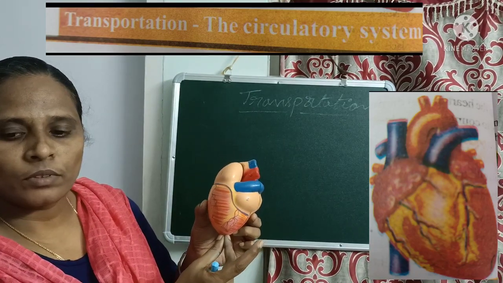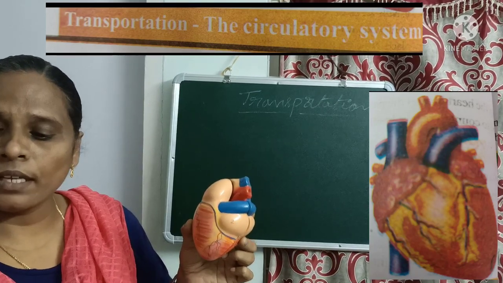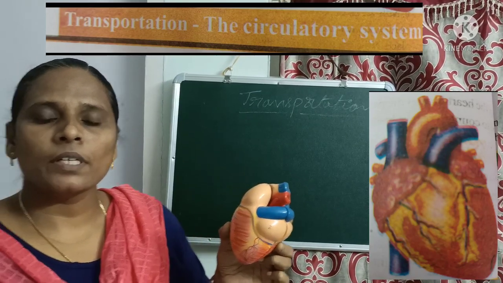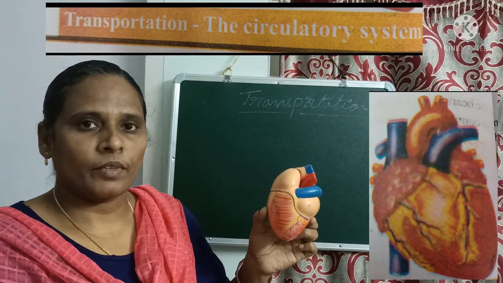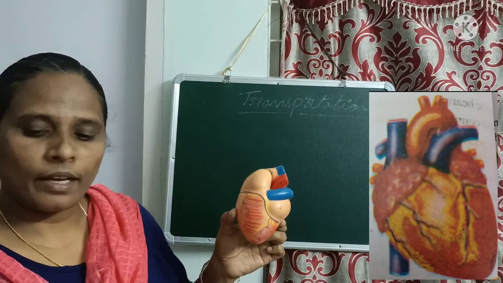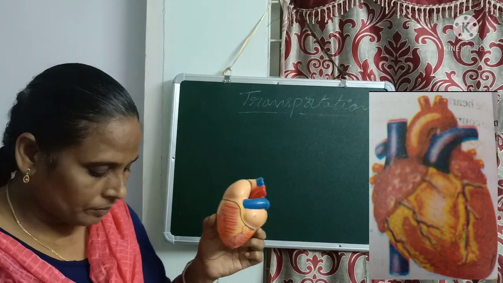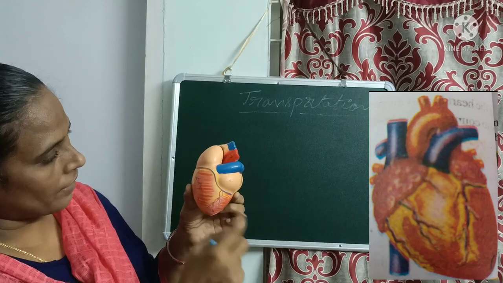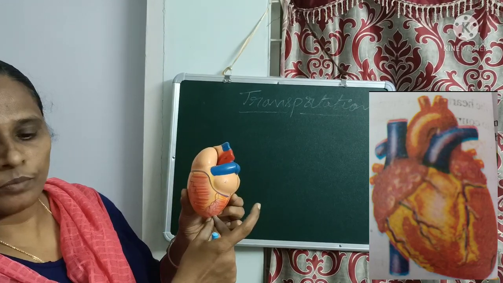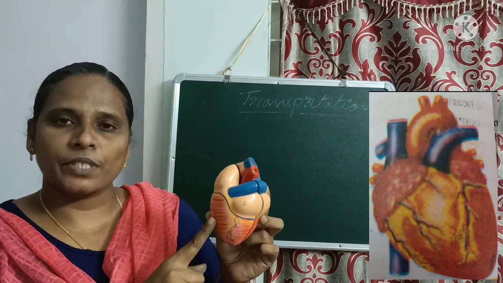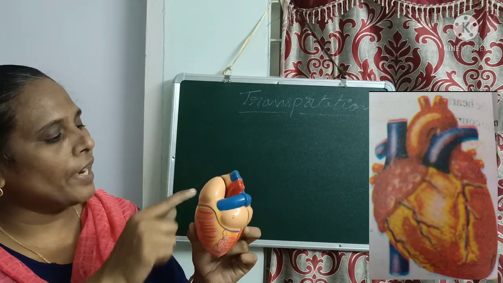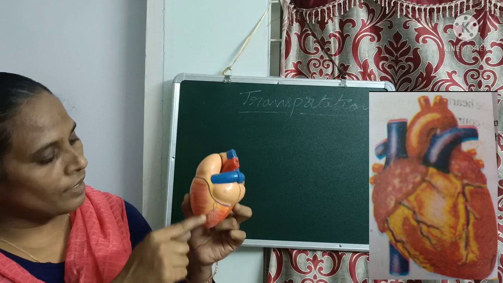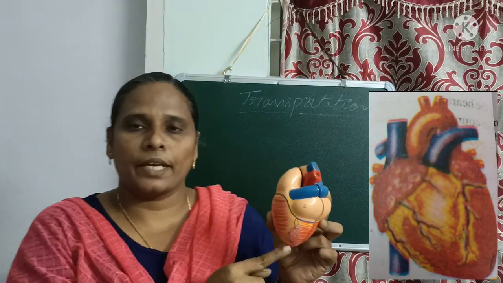Posterior side it is narrow, and the heart is a pear shaped structure. It has an outline like a triangle. See that triangle. Again, I am repeating, the heart is a pear shaped structure and a triangle in outline, wider at the anterior side, narrow at the posterior side.